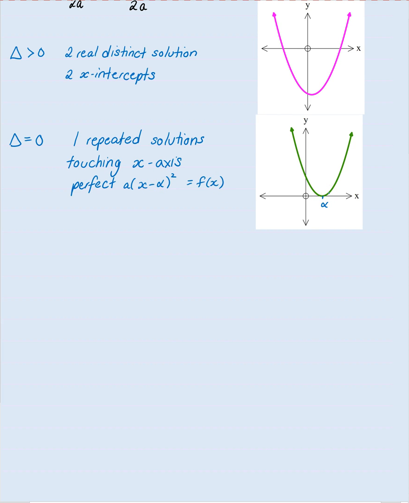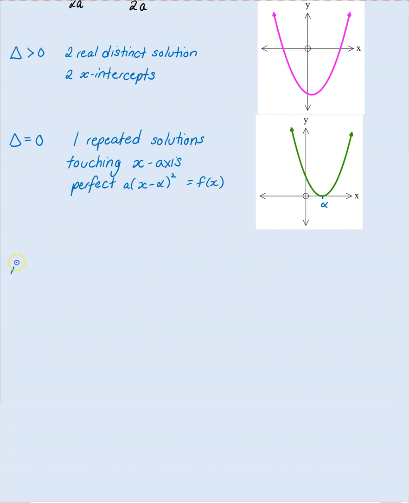So again, look for these key words, these key terms. If it says cuts the x-axis twice, two x-intercepts, two real distinct solutions, that's code for discriminant is greater than 0. If we use any of these terms, one repeated solution, only one solution, it touches the x-axis or it is a perfect square, that's when we're thinking the discriminant has to equal 0.